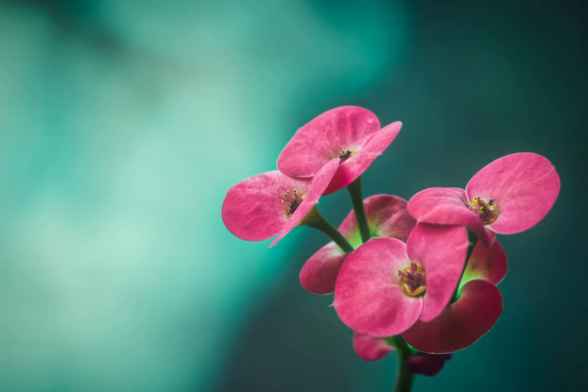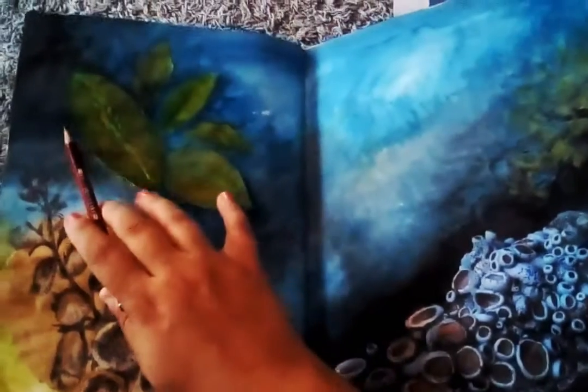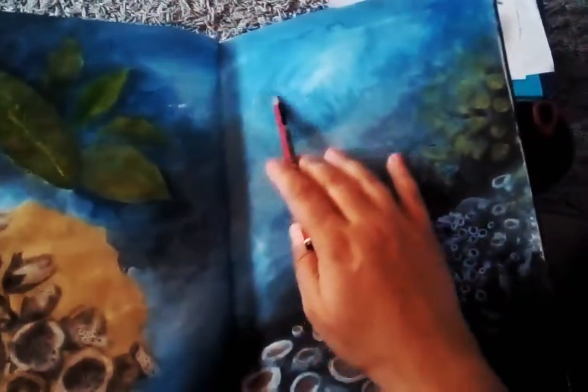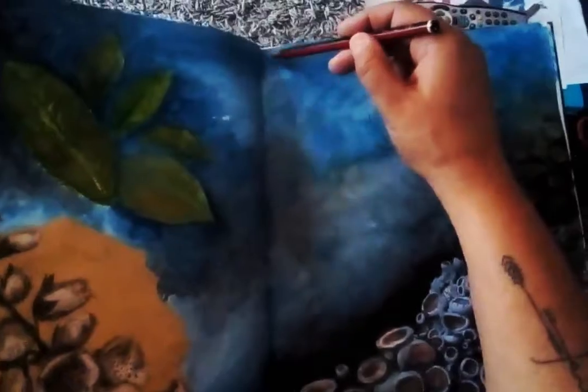This week we're going to be looking at macro flower illustration. So we're going to be thinking about what is macro photography and why do we use it? Why is it important to use? Well, macro photography basically looks at things really up close, whether it be insects or flowers or cells, things in the natural world. Macro photography is a brilliant tool for working from when looking at flowers.